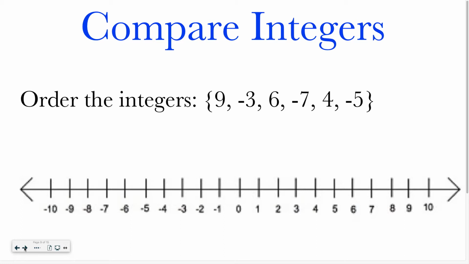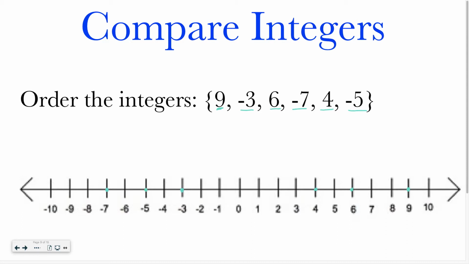All right, now let's practice comparing integers and ordering them. When we order integers from least to greatest, we're going through and comparing things over and over. So let's start by plotting these numbers. If I have a 9, I'm going to look at the number line and find 9, so I'll put a dot there. I have a -3, find -3, put a dot there. Then I have a 6, put a dot at 6, a dot at -7, a dot at 4, and a dot at -5.